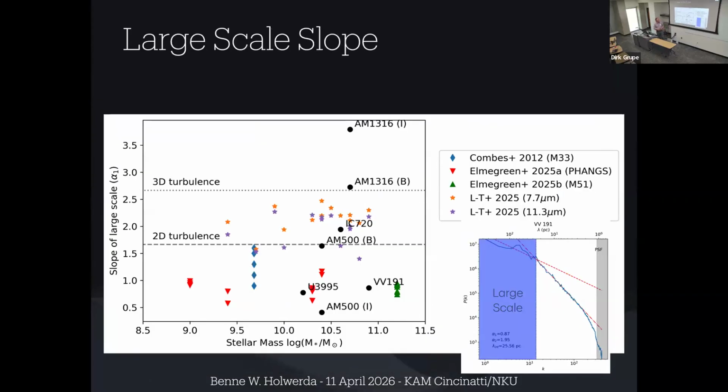But we did get the large-scale slope. So we get the large-scale slopes in our black points, that's us. And then Bruce Elmegreen did a couple, he did one on some of the FANGS galaxies, the pH-alpha emission. He did one on M51. Francois Combes did M33. And there's another author that did this in these two pH features as well. So we're looking at the large scale structure, and basically the pH in the FANGS data, you see it sitting between 2D turbulence and 3D turbulence.